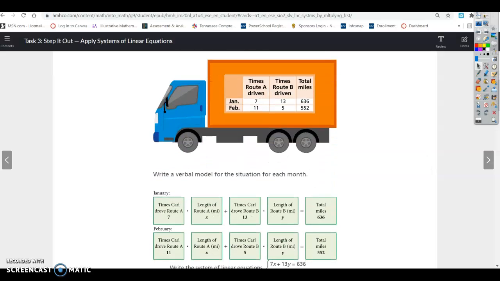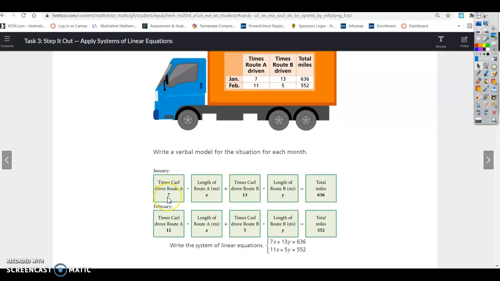All right, so here in the truck, it shows you in January, he did route A 7 times, and in February, he did route A 11 times. And in January, route B, he did 13 times, and route B in February, he drove 5 times. And the total miles for A and B in January was 636 miles, and the total miles in February was 552. All right, it says write a verbal model for the situation for each month.